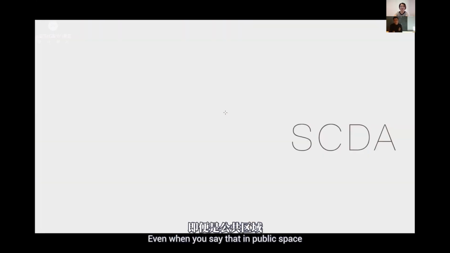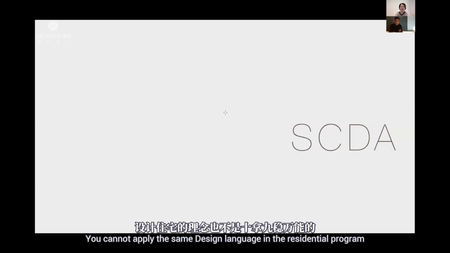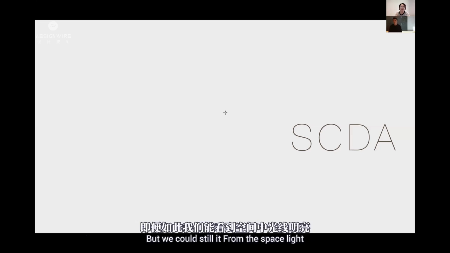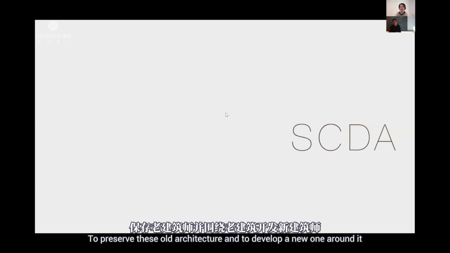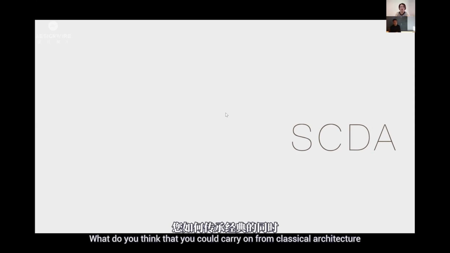Even you said that in public space, you cannot apply the same design language in the residential program, but we could still see from the space, light, and the waters that they reflect the old part of the architecture. We could still see the key icon design elements from your side. And we would like to know that in the Singapore Art Museum, you actually preserved these old architectures and developed a new one around it. And we can see it's quite modern and simple. And you also seem to be influenced a lot by classic architecture. So our question would be, in between old and new, what do you think you could carry on from classic architecture and apply into modern design?